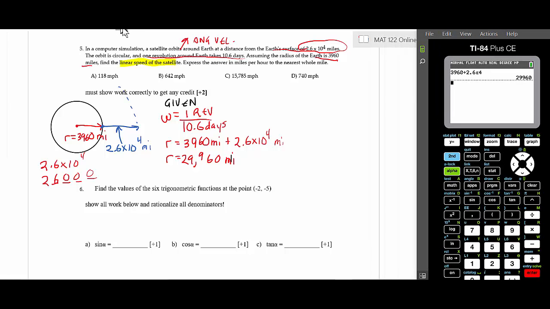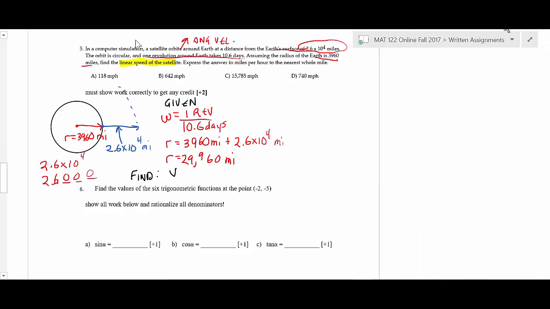Okay. So what we're going to try to find on this problem is the linear velocity. So we got to put this together. We got a bunch of units to convert. The basic idea with this is linear velocity is r omega. We have the radius. The radius is 29,960 miles. We have the angular velocity is 1 revolution in 10.6 days.